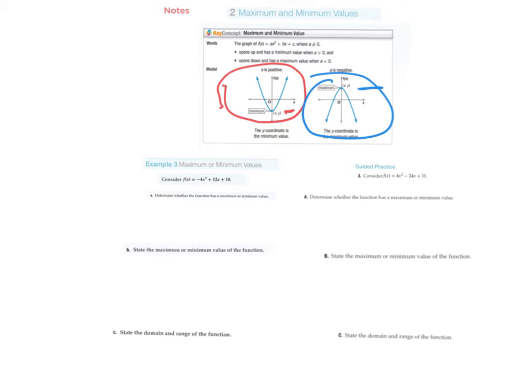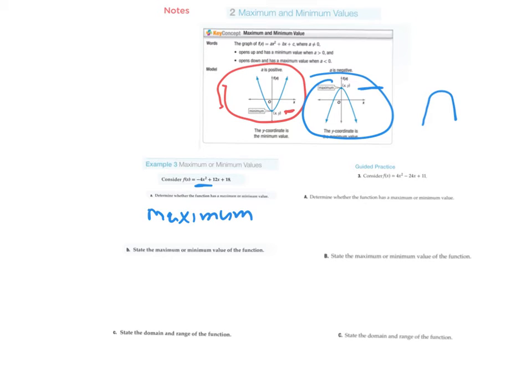And this is determined by looking at the first term of our quadratic. If we look at our first term right here, it's a negative. So negative means it's going to open down. Think of an n with a negative number. And so it opens down. So if it opens down, it has a maximum.